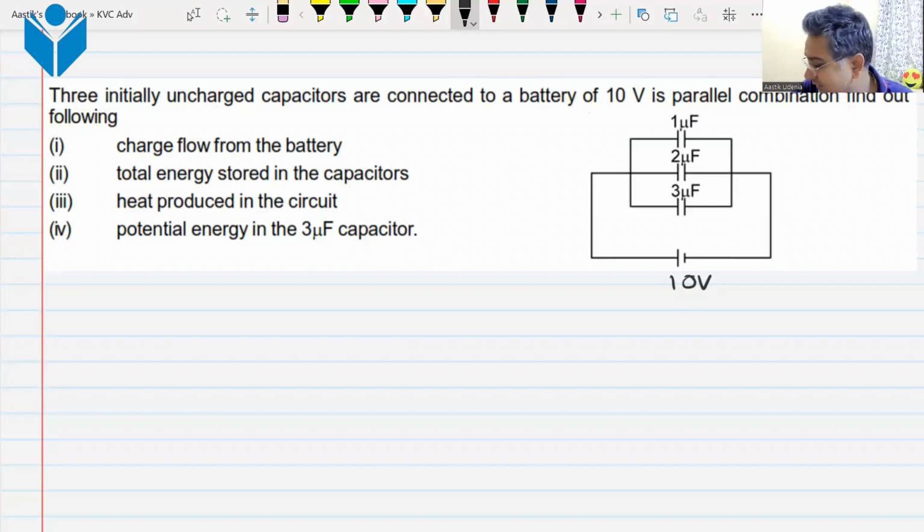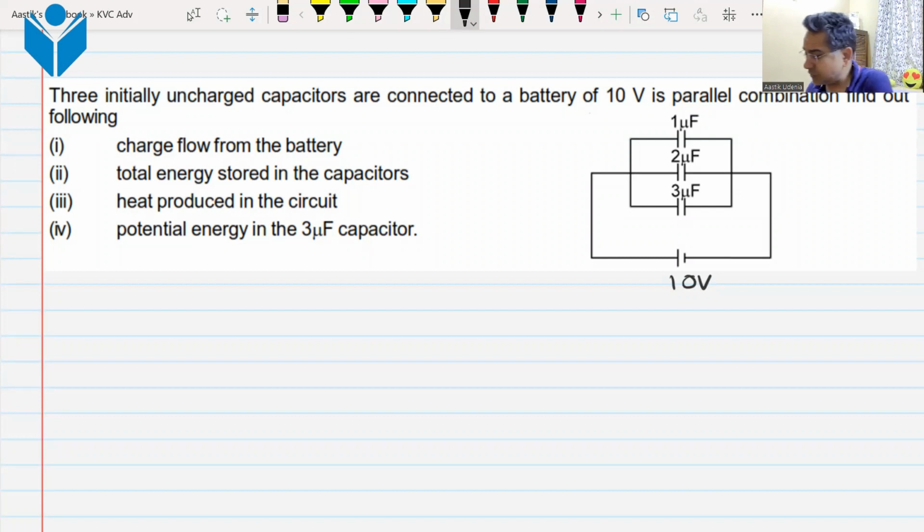Then comes this question. Here we have three capacitors in parallel. We have to find out everything in this question apart from the question that is asked. We have to find out the equivalent capacitance, the charge coming on each capacitor, the total energy, total heat, potential energy, and whatever. I'll give you 2 minutes to give me the answer fast.